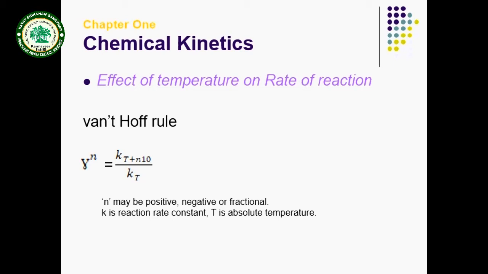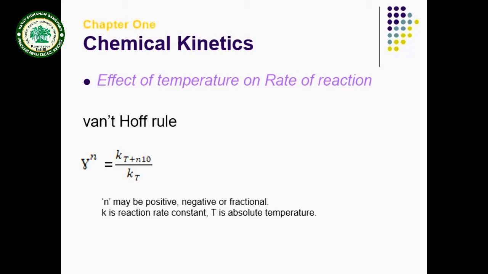Gamma raised to n equals k(T plus 10) upon k(T), where n is positive or negative or maybe fractional. It is a simple number. It does not reflect the order of reaction. It is the simplest number which may be positive, negative or fractional. K is the reaction rate constant and T is the absolute temperature.